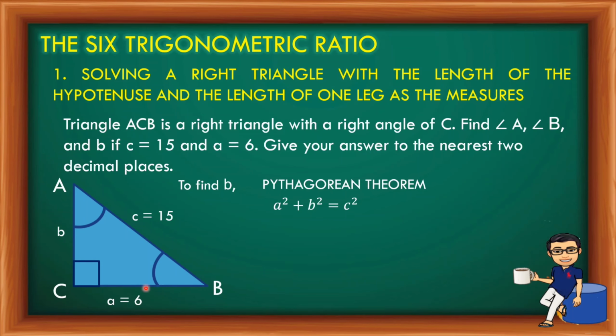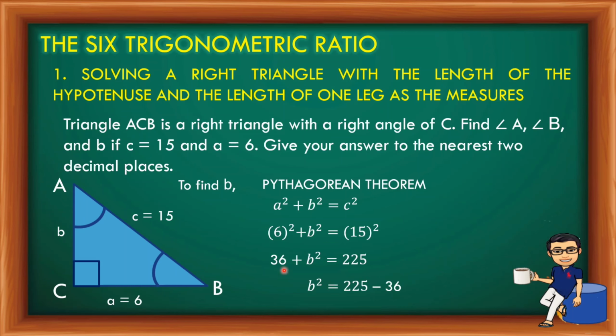A is given, c is given. So, papalitan na natin yon. A is 6, ito yon, kaya 6 squared. B wala, kasi yan yung sinasolve. And C is 15, ito yon. Then 6 squared means 36. So copy this, B squared, and 15 squared means 225.